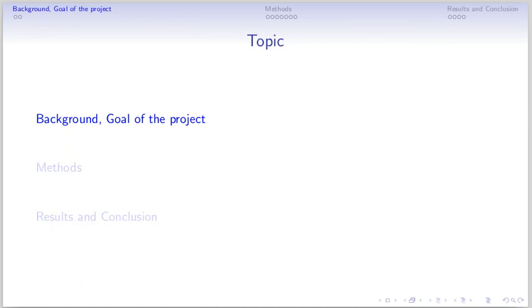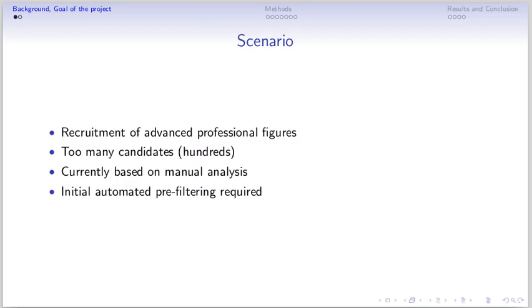We start with the background and goals of the project. The scenario that we are considering is the recruitment of advanced professional figures, typically high-level managers, which is performed by a specialized subunit within the Human Resources Department. Typically, in such a situation, the recruiters go actively looking for suitable candidates. In other words, they consult numerous sources, for example LinkedIn, but also company portals and others, and look for candidates that potentially match the profile requested.